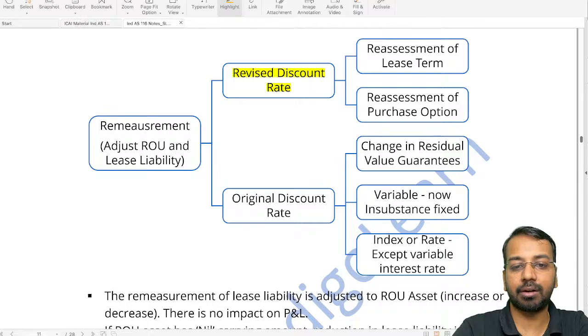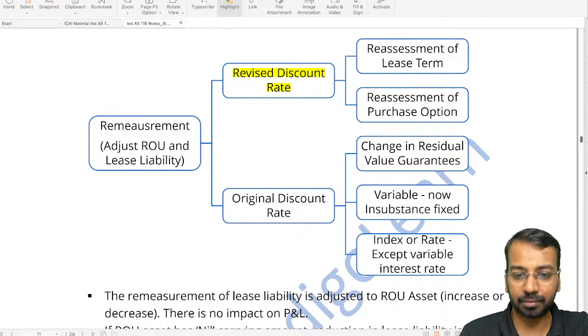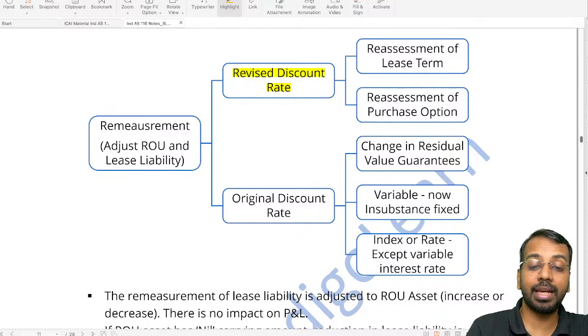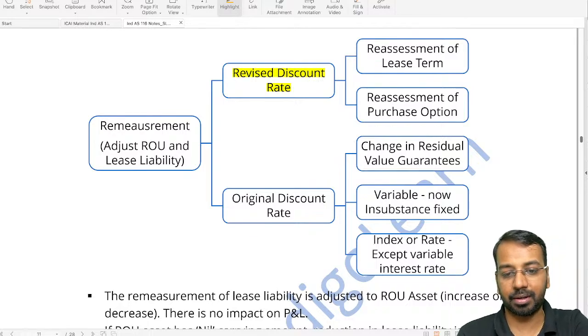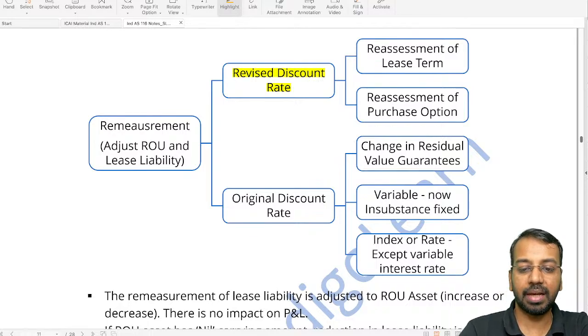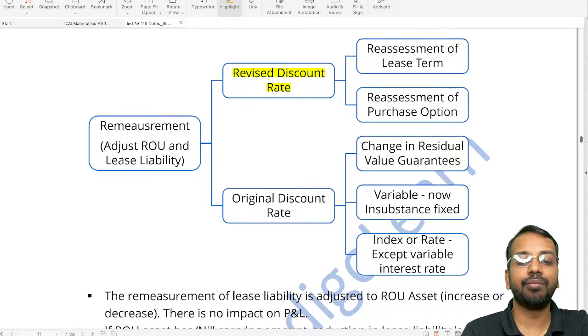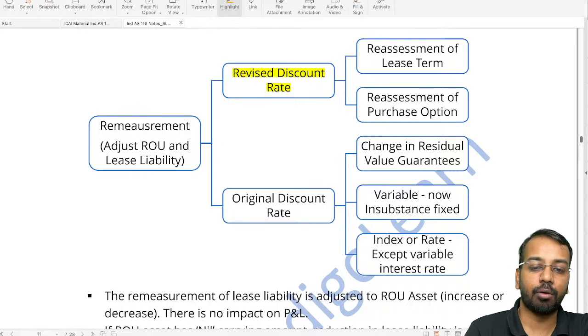Here we use a revised discount rate in these two cases where the lease term is reassessed and the purchase option is reassessed. In other cases, if there is a change in residual value guarantee, let us say the estimate changes subsequently, or earlier it was a variable payment, now it has become a fixed payment, or if there is an index or rate, because of that if it changes, then we will use the original discount rate.